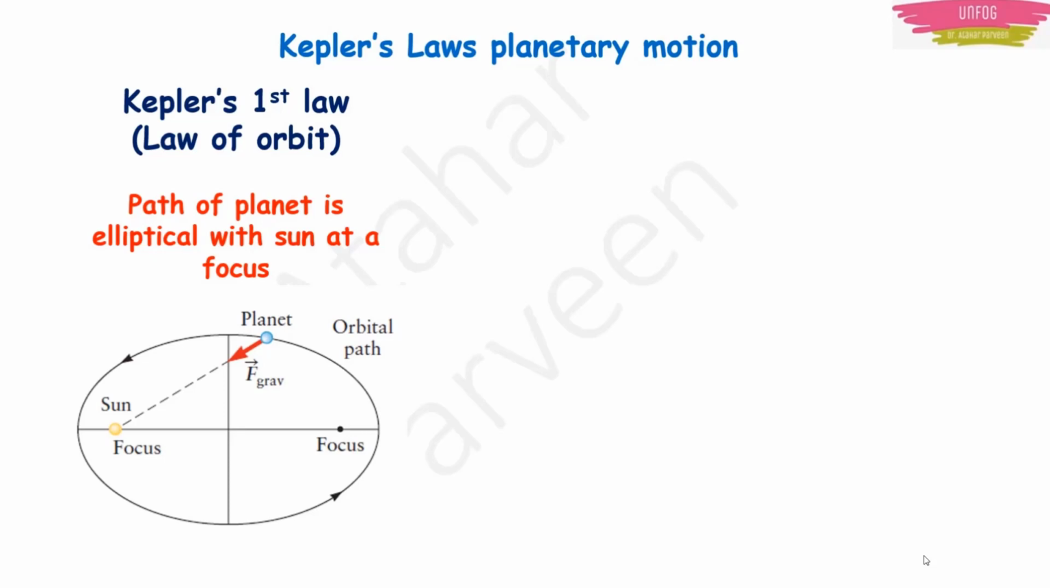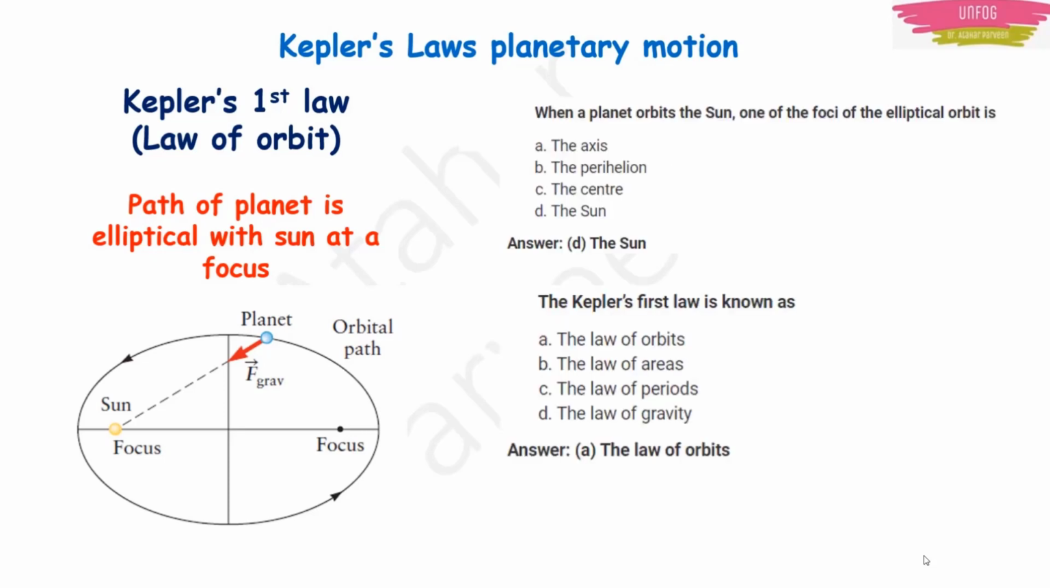It is not circular, it is elliptical. So this law is commonly known as the law of orbits, and any type of MCQ can be asked based on these laws. For example, when a planet orbits the sun, one of the foci of the elliptical orbit is what? It is the sun only. And the second question may be, Kepler's first law is known as the law of orbits. So this type of questions they may ask.